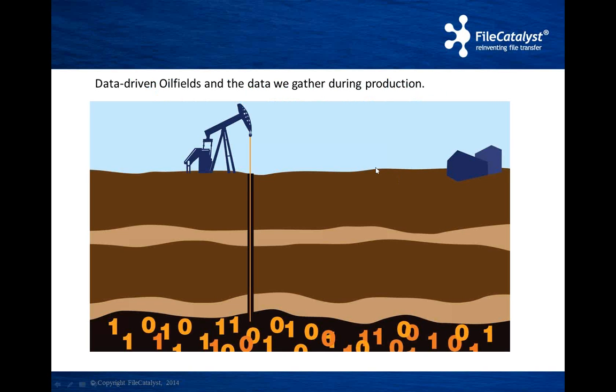So where does the big data come from? Besides pulling oil, we're also pulling a lot of zeros and ones, really. You're generating data, especially when you drill. And once you're finished drilling and you're actually doing the production, there's also a lot of data being generated. This is one of the reasons where the big data comes from.